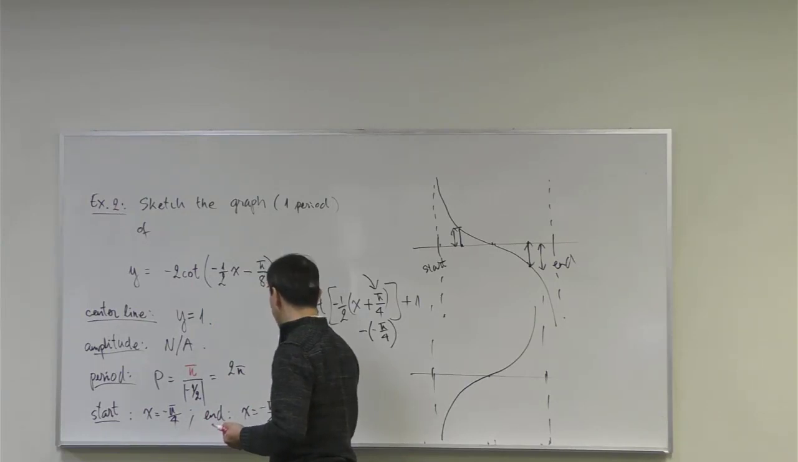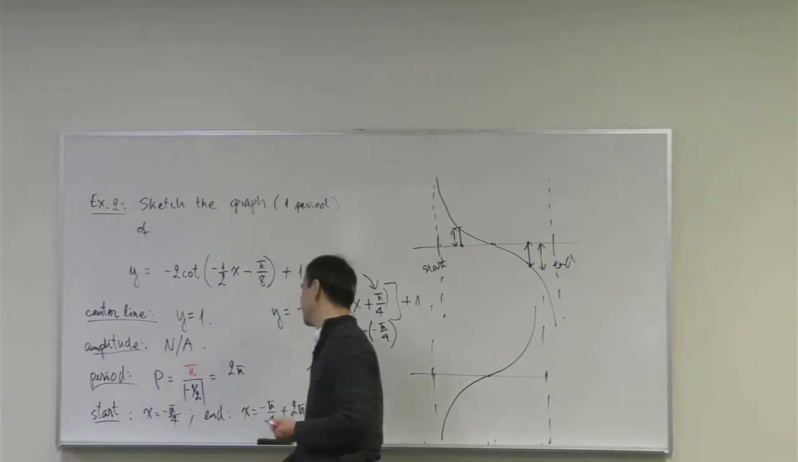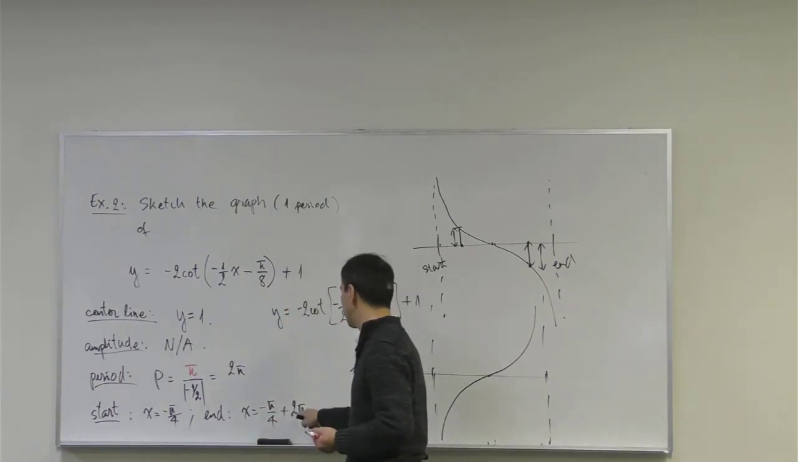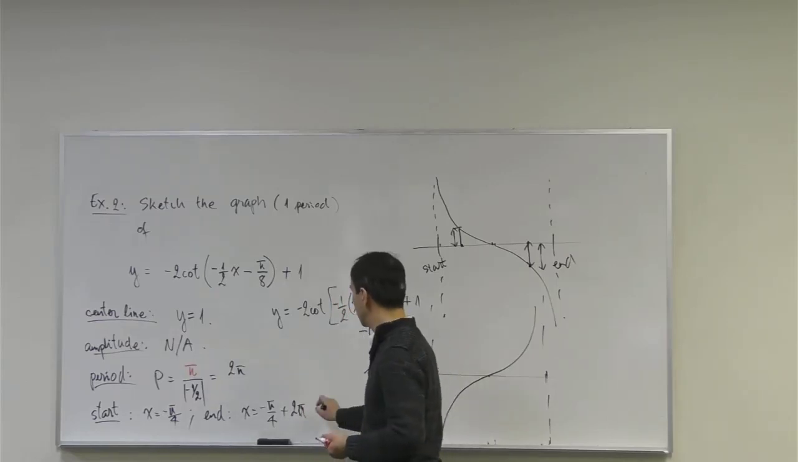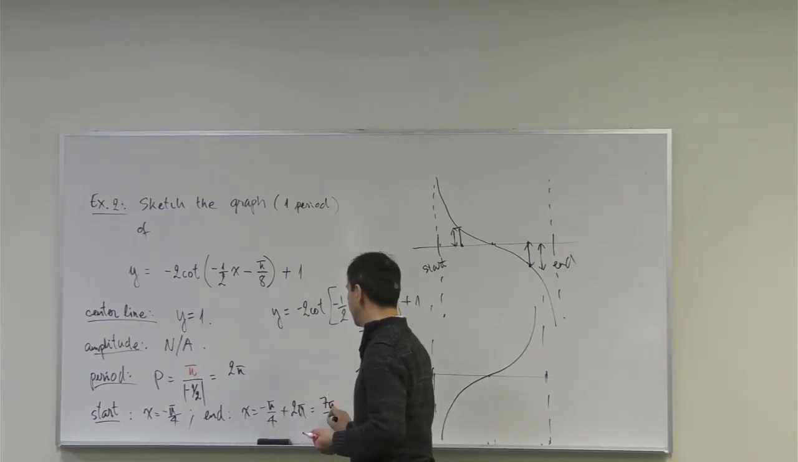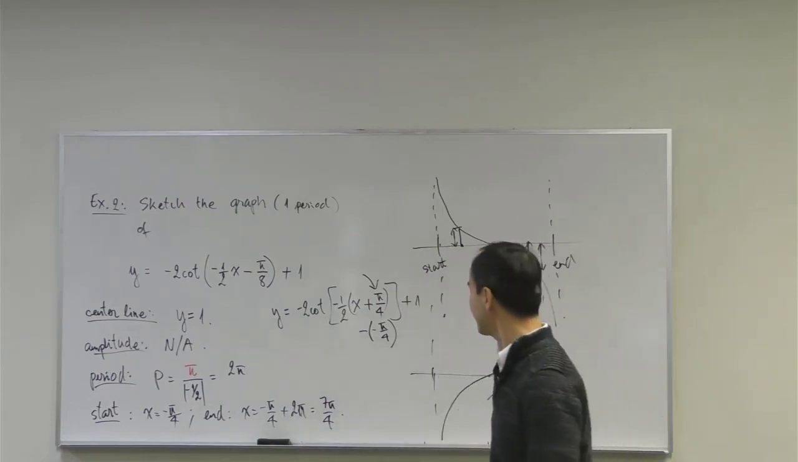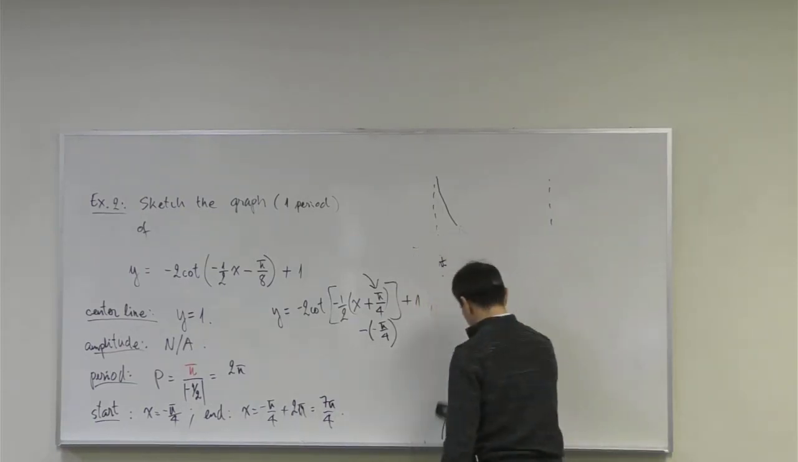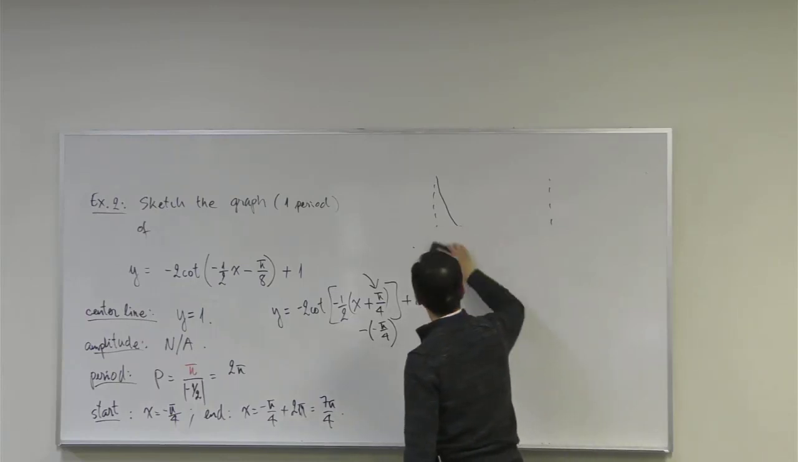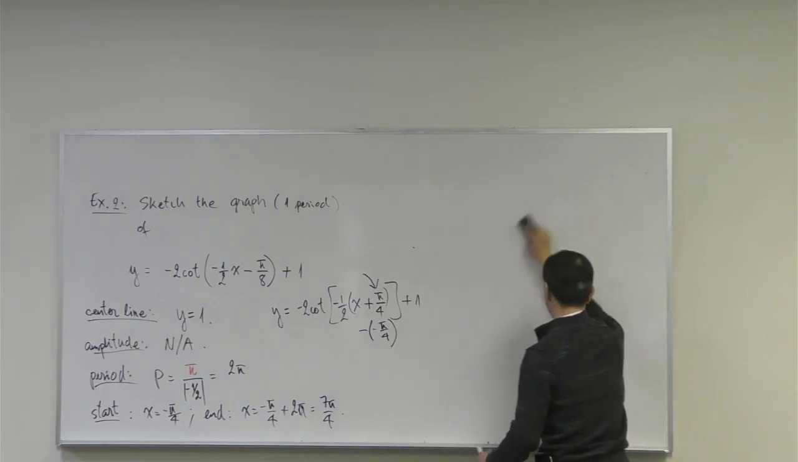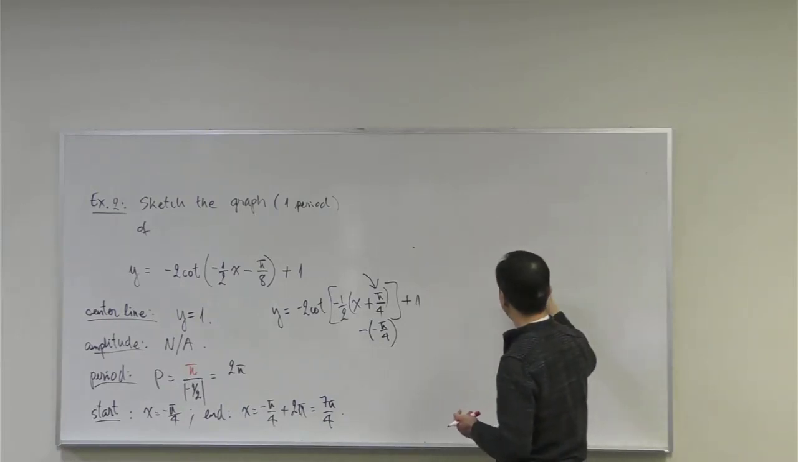We add in the period, which is 2 pi right here. That's going to be 2 pi minus pi over 4, which is 7 pi over 4 after we do the math. So after all of that information, we should be ready now to make our sketch of the graph here.